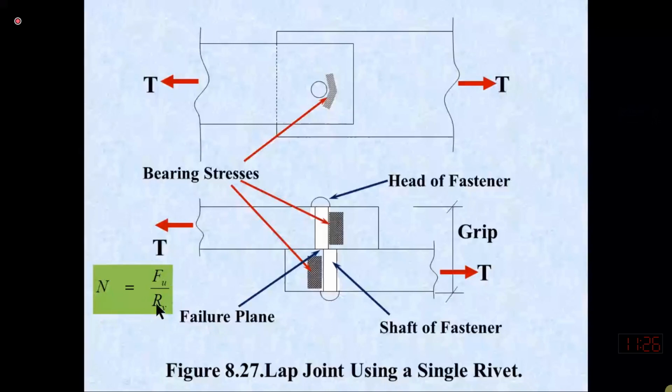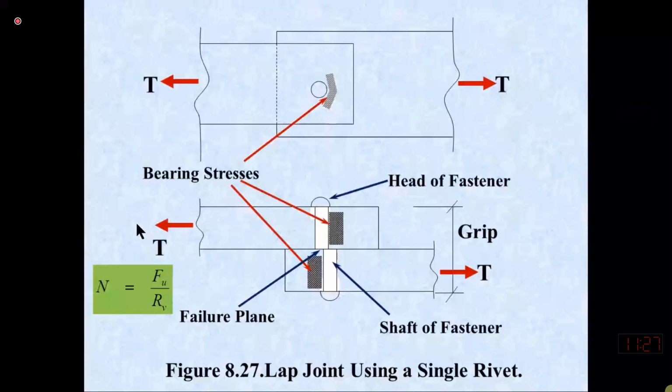So if we know the total force, for example, let's suppose the force is 100 kN, which may be transferred from one member to the other member, and the rivet value is equal to 20. 20 means that the force resisted by a single rivet to avoid failure is 20 kilonewton. Then how many rivets will be required?